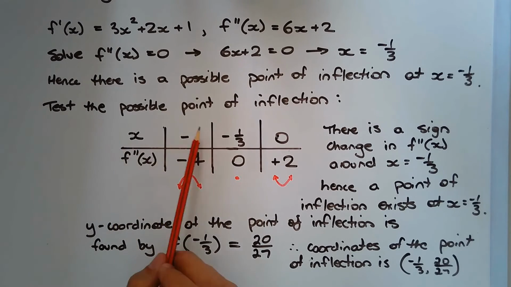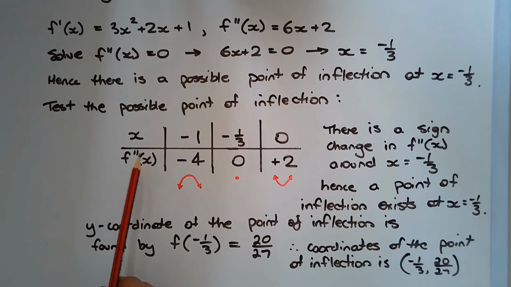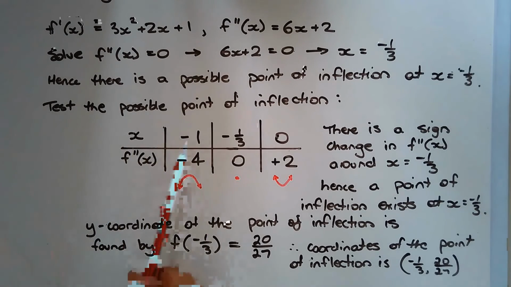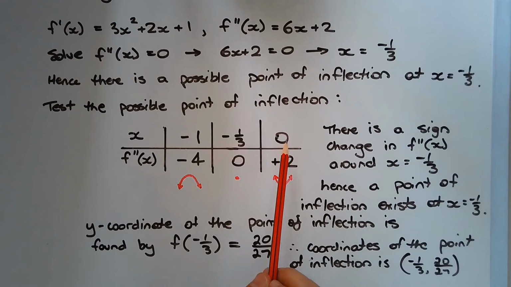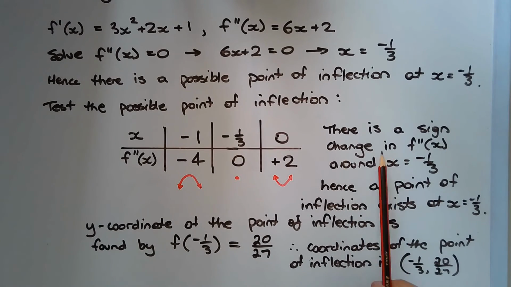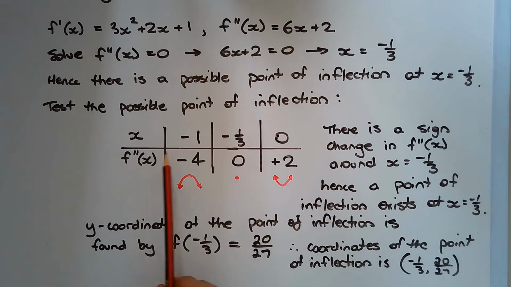So when x equals negative 1, the value of the second derivative at that point is equal to negative 4, which means the curve is concave down at the point where x equals negative 1. And when x equals 0, the value of the second derivative is positive 2, which means the curve is concave up at the point where x equals 0. There is a sign change in the second derivative around x equals negative 1 over 3. So what we're looking for is a sign change around x equals negative 1 over 3.